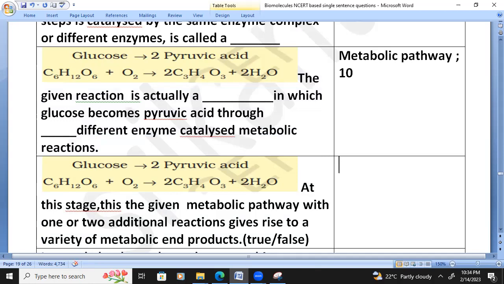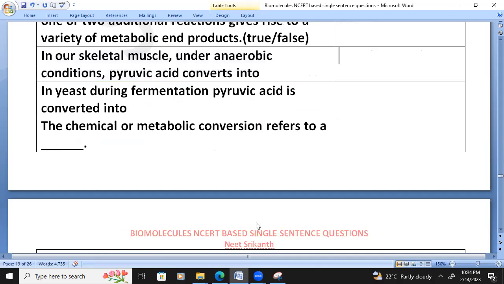The conversion of glucose to pyruvic acid, at a stage in the given metabolic pathway, with 1 or 2 additional reactions gives rise to a variety of metabolic end products. That is true. In our skeletal muscle under anaerobic condition, pyruvic acid converts into lactic acid. In yeast during fermentation, pyruvic acid converts into ethanol or ethyl alcohol.